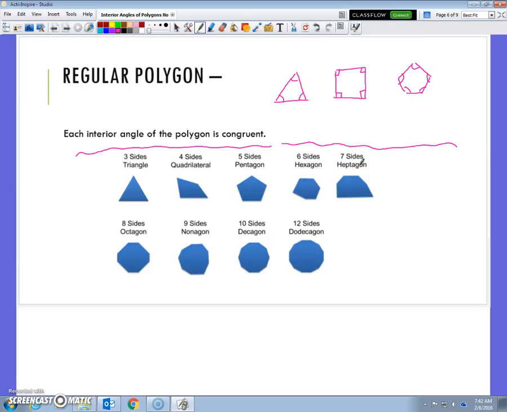But when it says regular polygon, that's very important because that means that each angle is congruent. Each angle is congruent. And like I said, this little chart here is just for reference if you get a word problem.